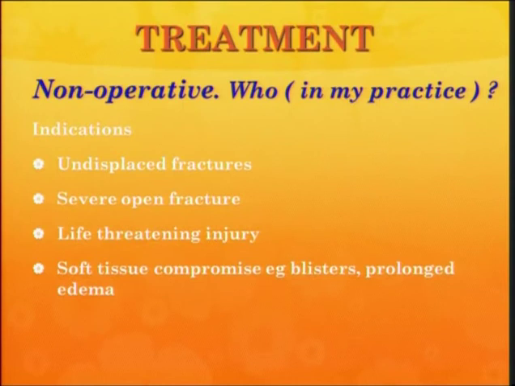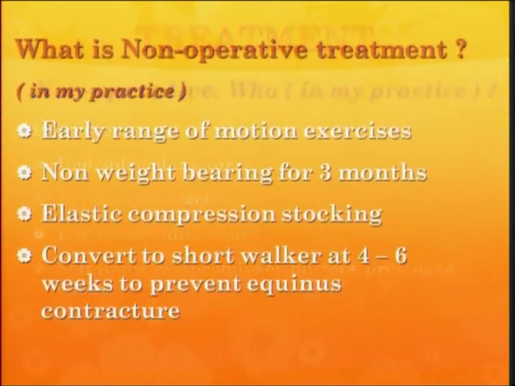Those with undisplaced fractures, very severe open injuries where soft tissue is a concern, other concomitant life-threatening injuries, or significant soft tissue blisters that do not warrant an operation even within 2 to 3 weeks, are the ones that I treat non-operatively. By and large in my practice, this probably constitutes about 40% of calcaneal fractures. So what happens to the rest?